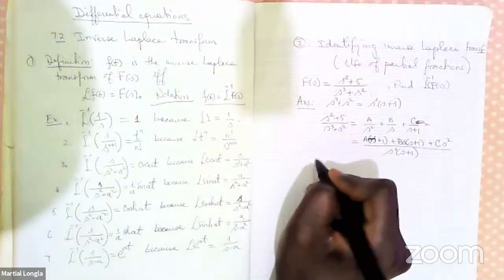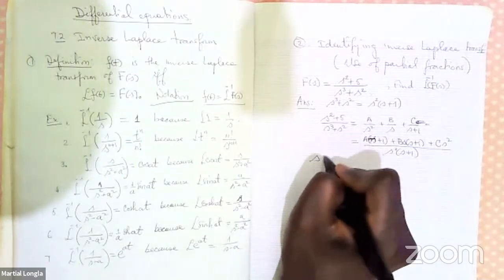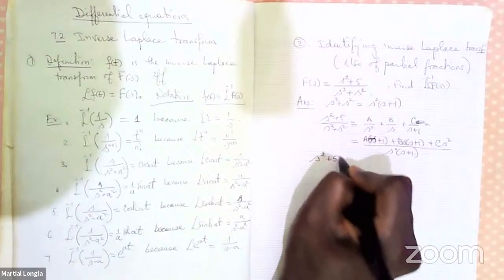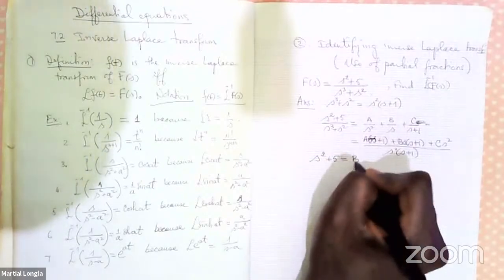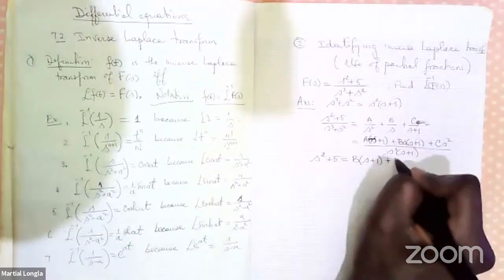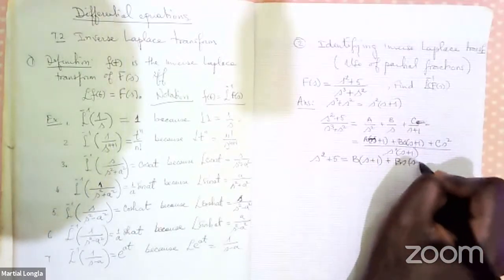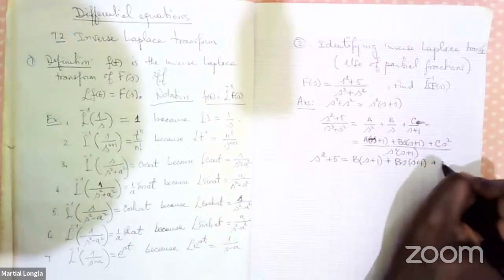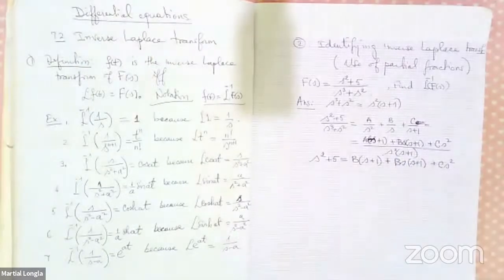Equals that, where you can identify now the numerator: s squared plus 5 equals what you have on the right, A times s plus 1 plus Bs times s plus 1 plus Cs squared. Sometimes I like to say them and they say BS, we need to change these notations somehow, because we are doing differential equations.